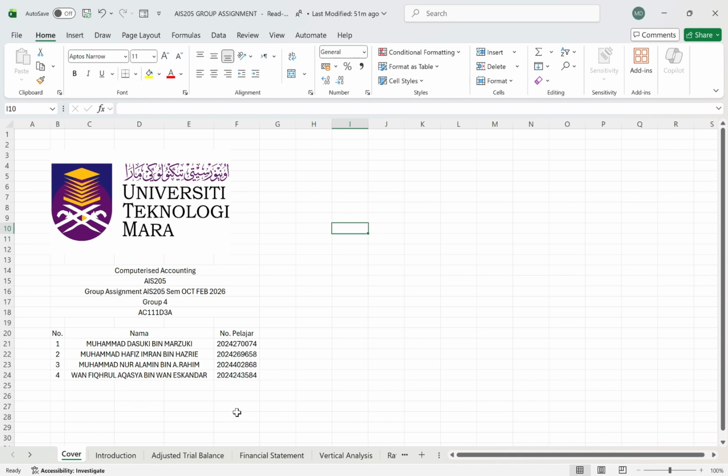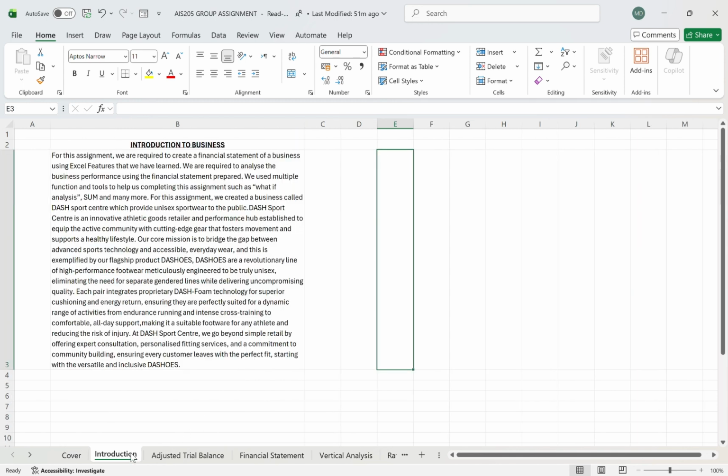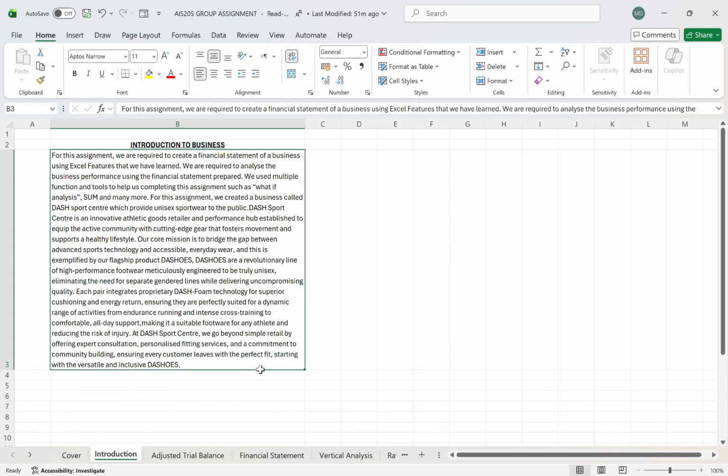For our introduction, for this assignment, we are required to create a financial statement of a business using Excel features that we have learned. We are required to analyze the business performance using the financial statement prepared. We use multiple functions and tools to help us complete this assignment, such as what-if analysis, sum, and many more.